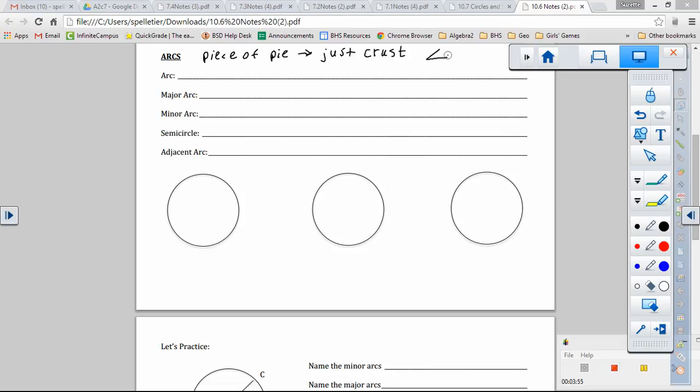So just the crust of the pie. If this is my piece of pie, and I've got my nice fluffy crust, that's the part I'm talking about. Just the outer edge. It kind of looks more like a piece of pizza, but you get the idea. Just the crust, not the inner section. An arc is a part of a circle, and it's measured in degrees. So when we're talking about arcs, we're talking about the outside edging.